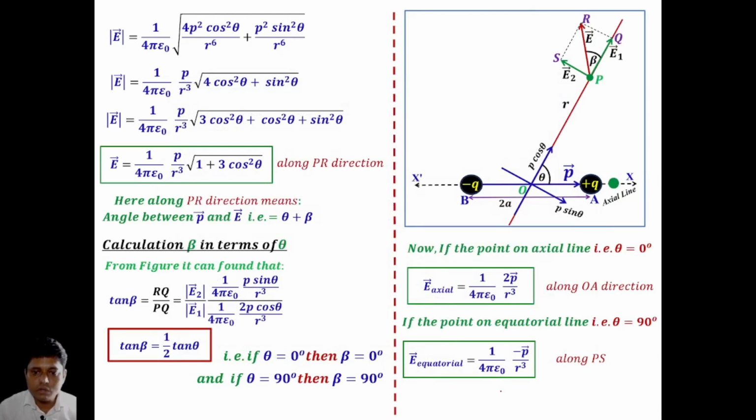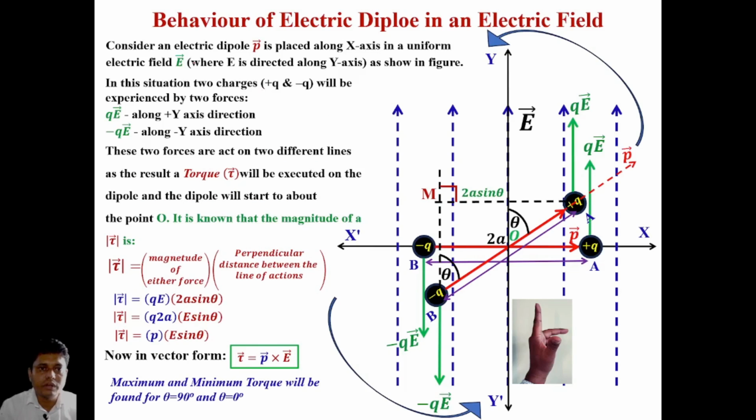Okay, so this is all about the electric field intensity at any arbitrary point due to an electric dipole moment which is placed along the x-axis. Okay, in our next class we are going to discuss the behavior of an electric dipole in an electric field. The content is already ready. In our next class we are going to discuss it with animation.